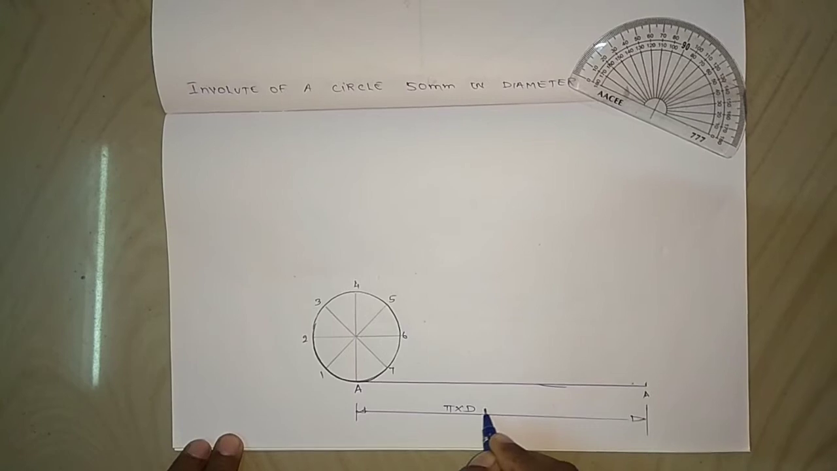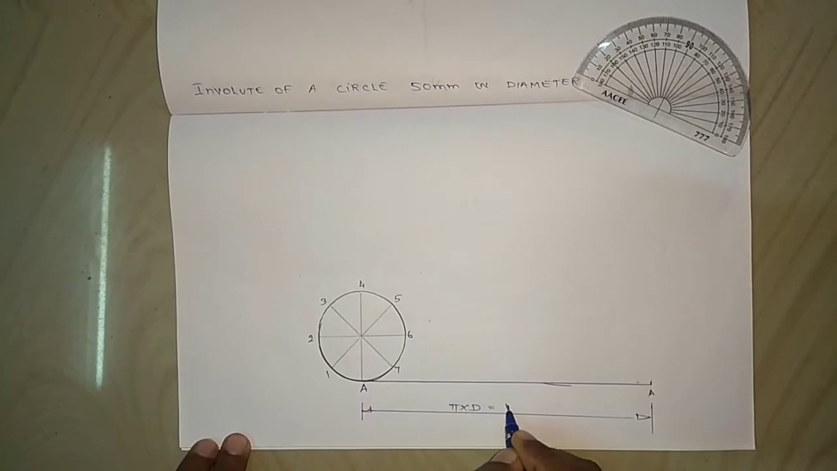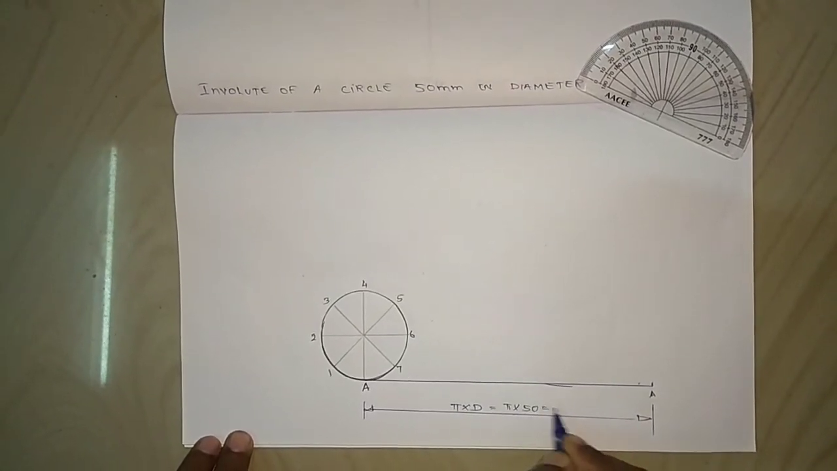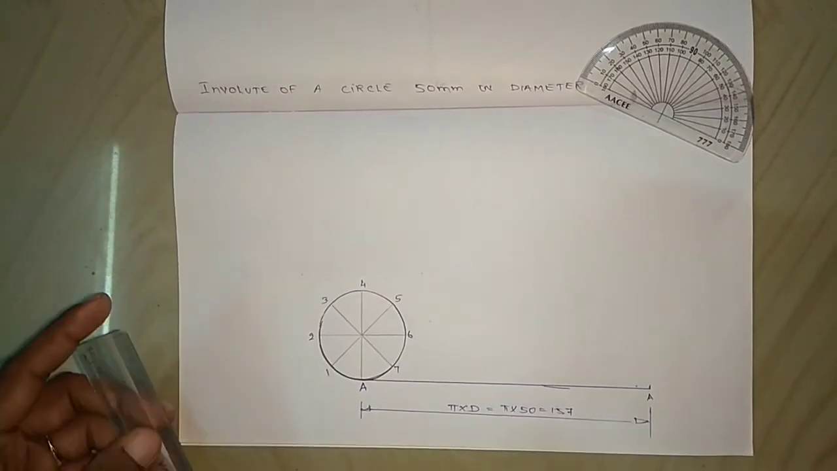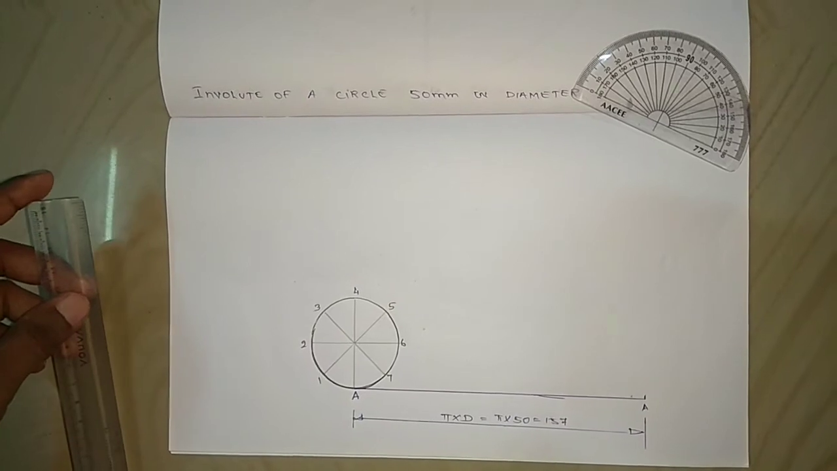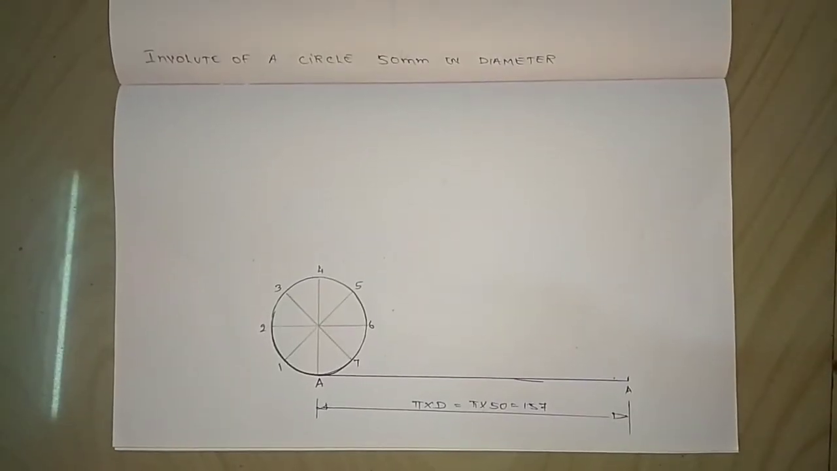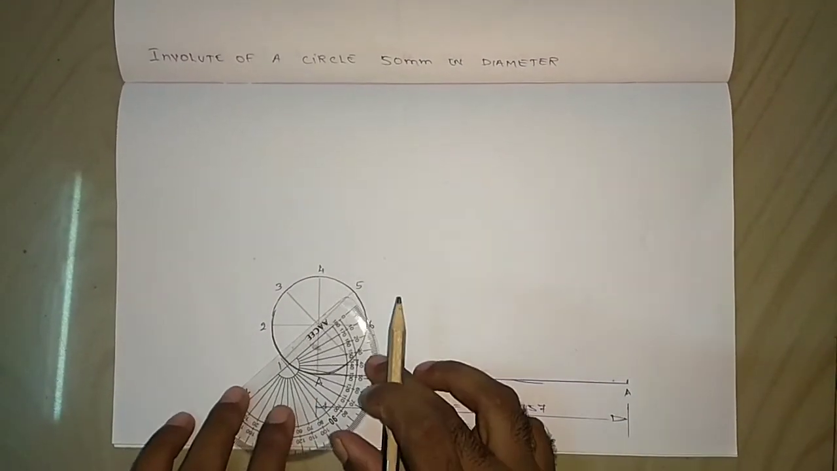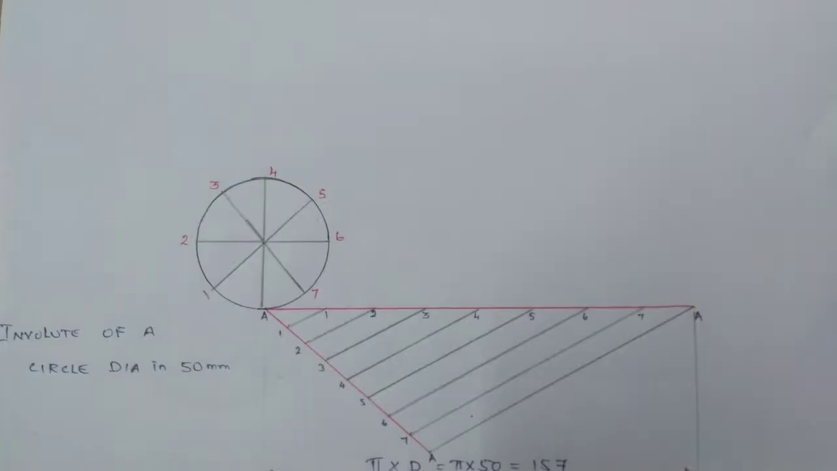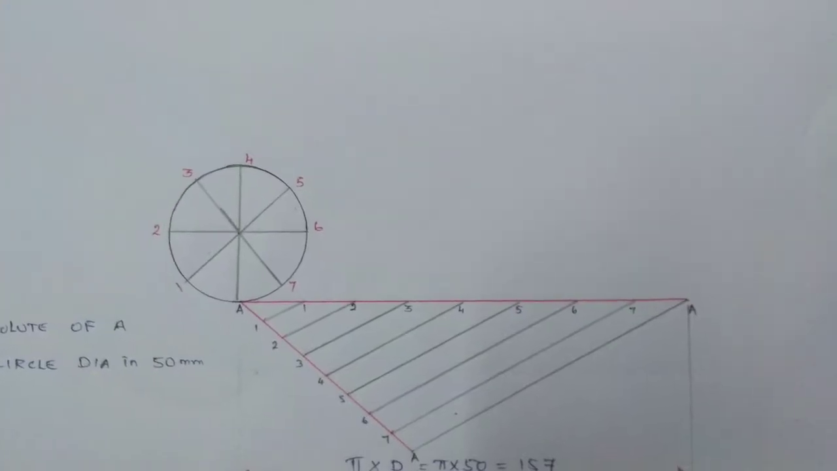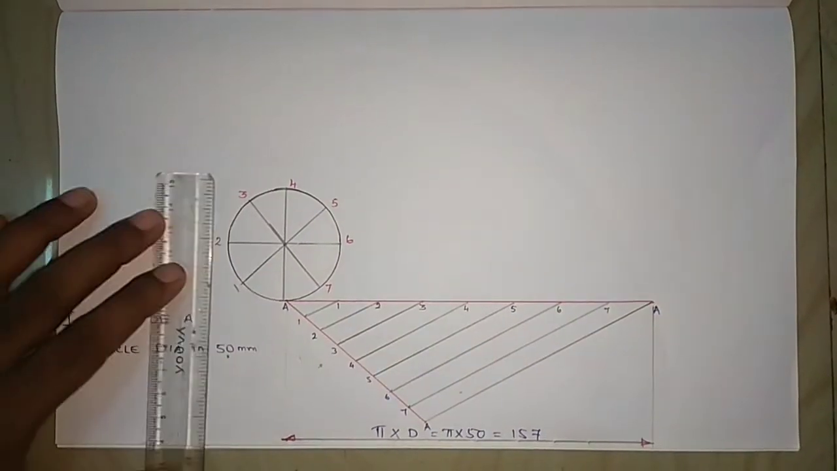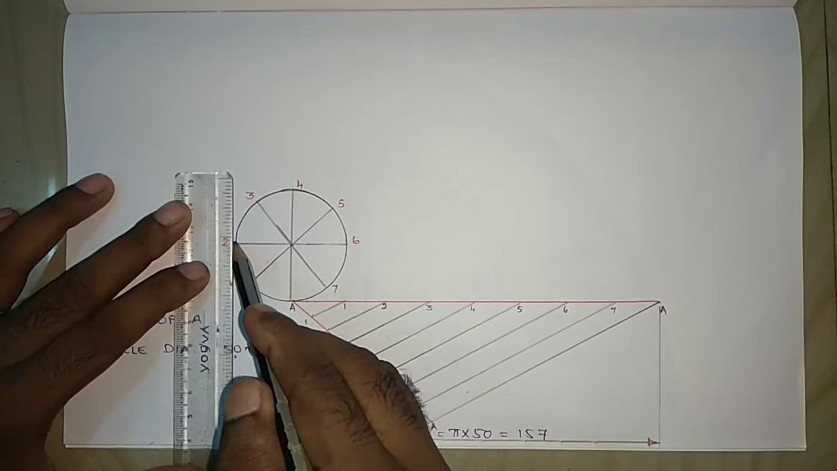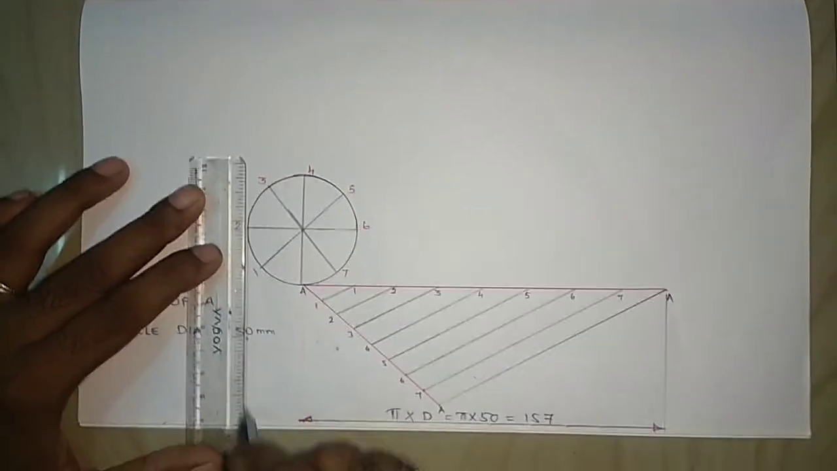The formula is pi into d, pi into the diameter value of 50. So we will get 157. Then the circumference is divided into 8 equal parts. It is similar to the cycloid. The circumference is divided into 8 equal parts using the inclined line method. Using the protractor, draw the tangent line from each and every point.